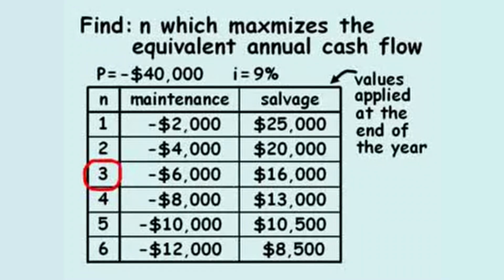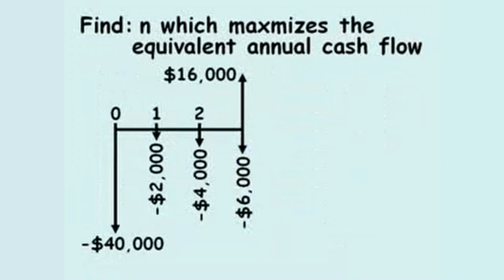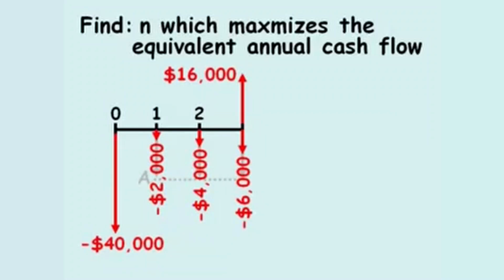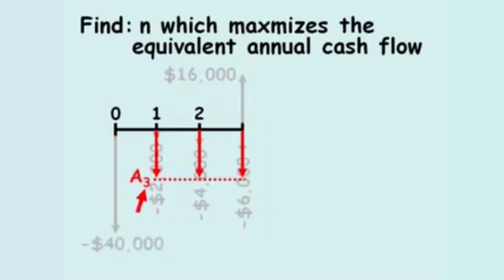Therefore, our cash flow diagram will include the initial cost of the truck, P, the maintenance cost of the truck for the first 3 years, plus the salvage value of the truck at the end of the 3rd year. The cash flow diagram for N equal to 3 is shown here, and an equivalent annual cash flow would be a constant quantity, A, paid back at the end of each of the 3 years. This value of A is equivalent to the sum of all other cash flows in the diagram. We'll call this value of A, A3.